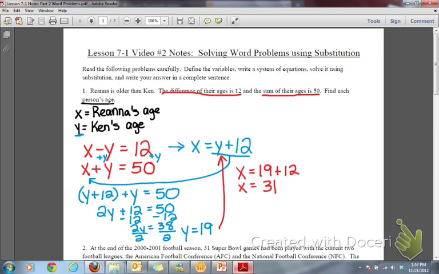And their sum is 50. 31 plus 19 is 50. So our equations were right. We solved them correctly because that came out right. We just have to write our sentence.